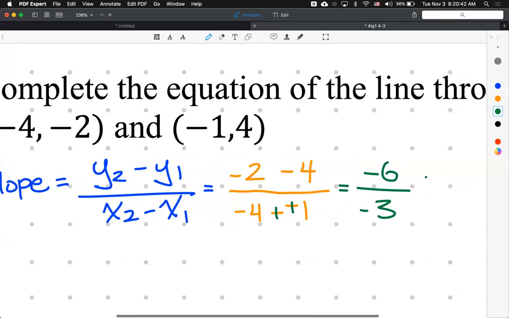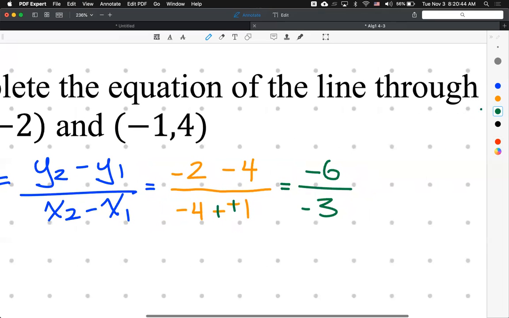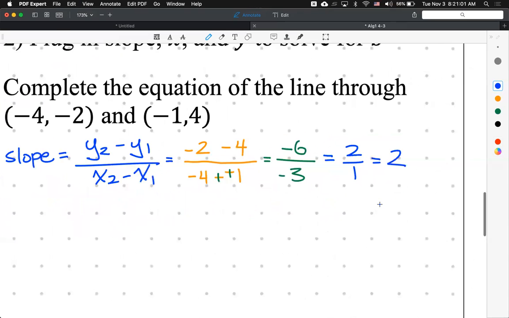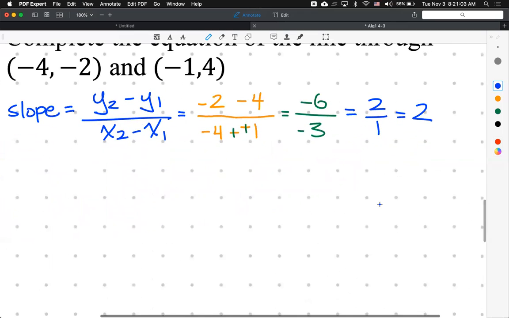And now I'll open it up to everyone. What is my final slope? Ripley. 2/1, yes, and that can simplify to just 2, yeah. Actually, I can kind of stay zoomed in here.